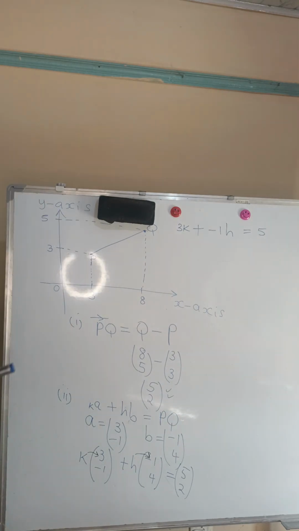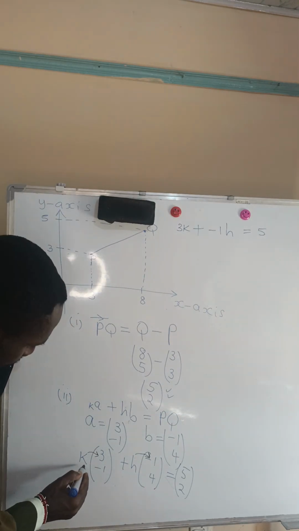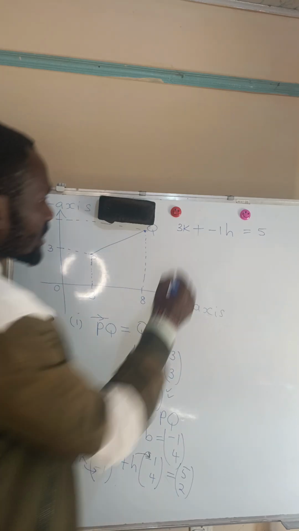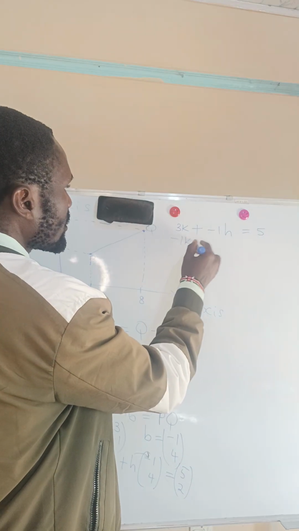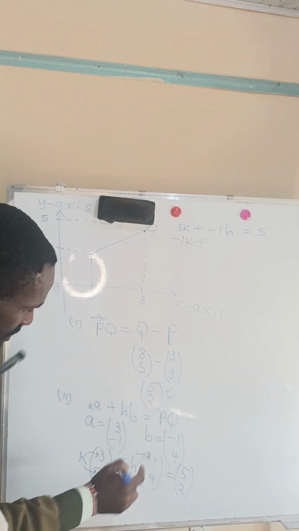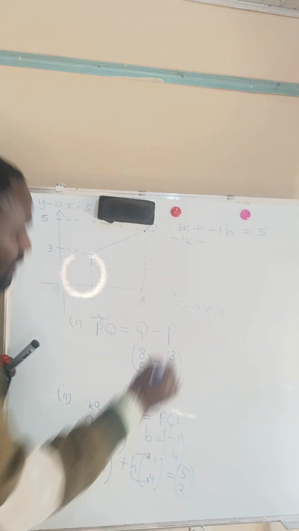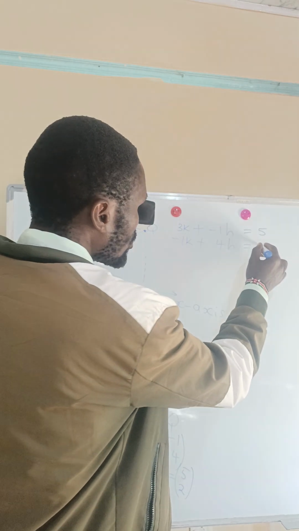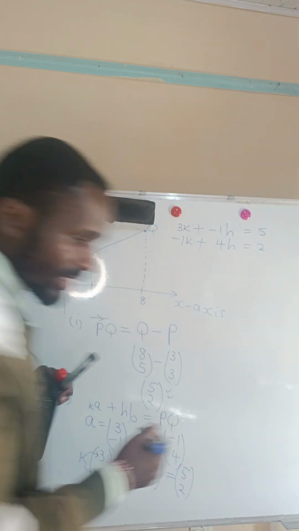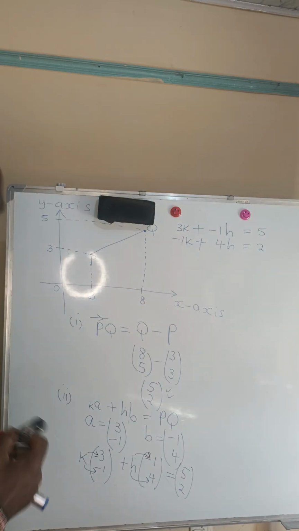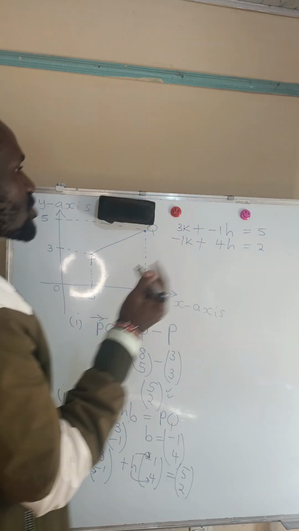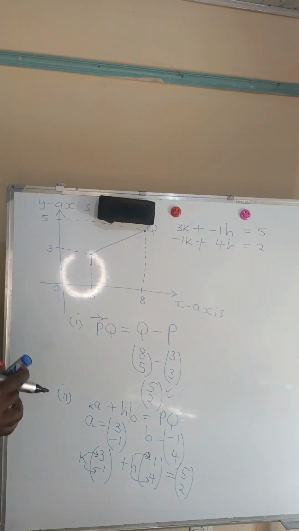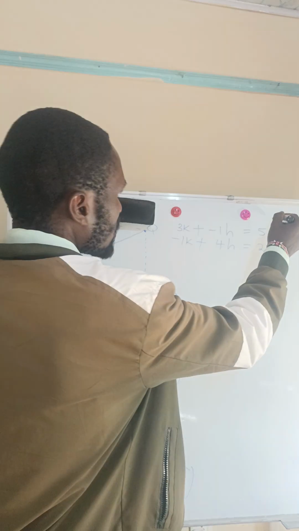Now the second part: k times negative 1, I'll get negative 1k, plus h times 4, I'll get 4h. The answer must be equal to 2. Now let's proceed. We'll solve these equations simultaneously and get the values of the constants given as k and h.